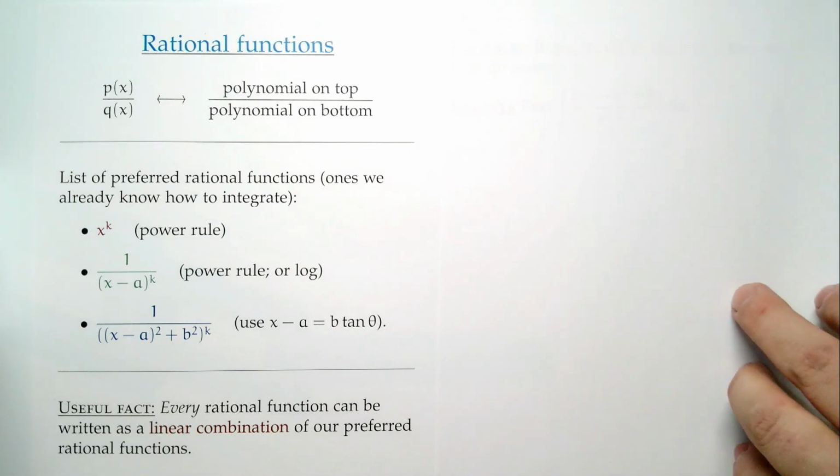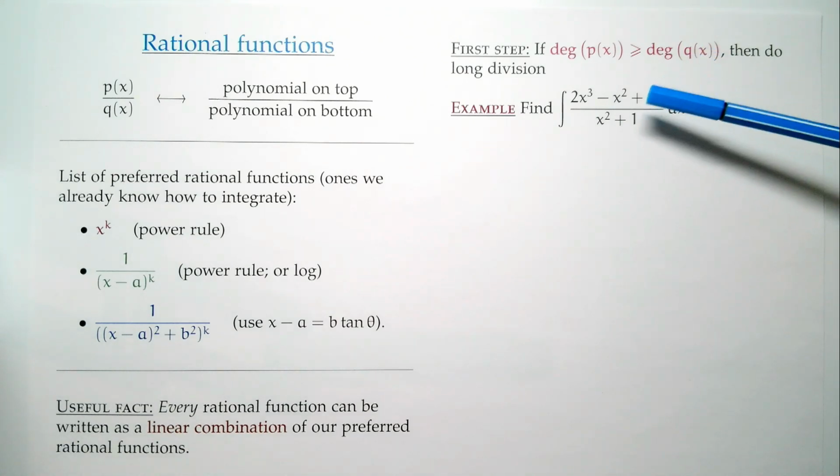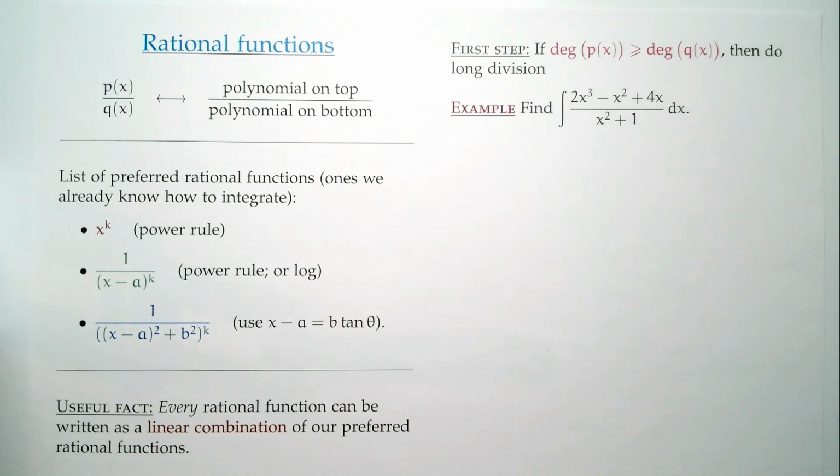So the first thing you always check is you look at your degrees. So you should have a polynomial over a polynomial. And what you want to do is say, if the degree on the top is as big or bigger than the degree on the bottom, then you first need to do long division. So you want to get to the point where the degree on the top is less than the degree on the bottom. Once you're in that stage, life is good.